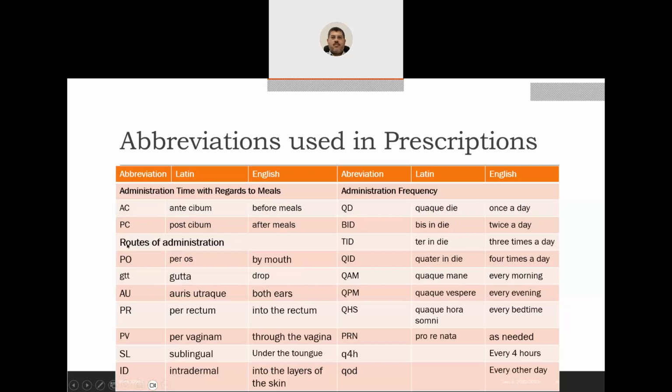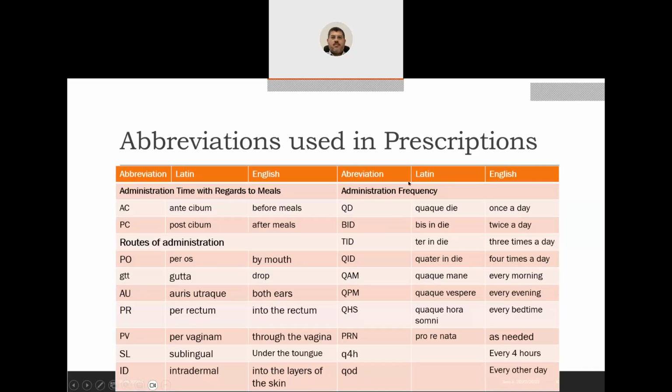You should be familiar with the abbreviations related to the route of administration. PO means per os or by mouth, GTT is drop, AU is in both ears, PR is per rectum, means into the rectum, PV into the vagina, SL is sublingual, means under the tongue, ID is intradermal, means into the layers of the skin.